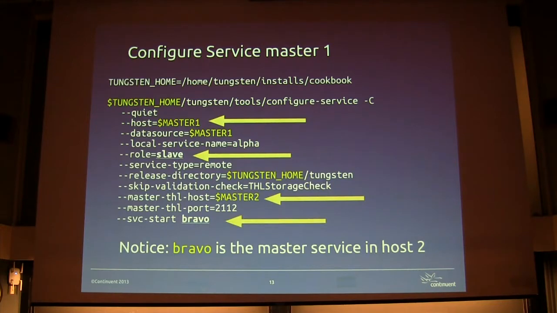And the name of the service is Bravo. So we are creating a slave, Bravo, that will receive data from the master Bravo in the other server. Same thing we do in master two. So we create a slave, and we say that the master is master one, and the service name is alpha. Now this is quite complicated, and even though you can do this manually, it is going to become difficult and error prone if you do this on your own.